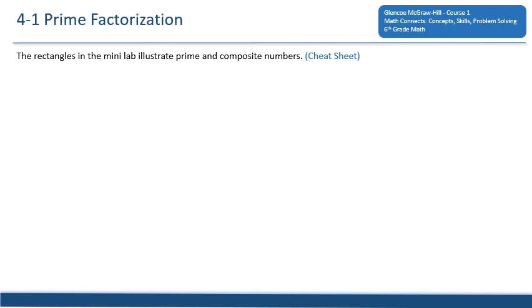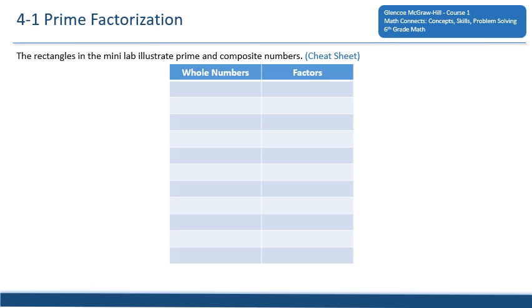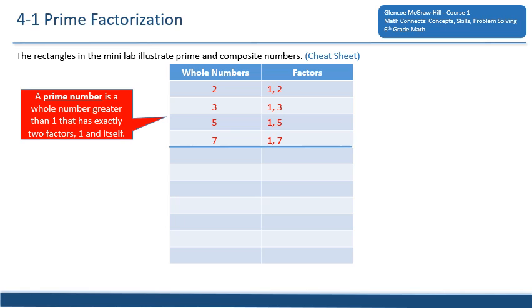The rectangles in the mini lab illustrate prime and composite numbers. So if we look at the number 2 and we look at our squares, the factors are 1 and 2. For 3, the factors are 1 and 3. 5, the factors are 1 and 5. 7, factors are 1 and 7. And those are all prime numbers. A prime number is a whole number greater than 1 that has exactly 2 factors, 1 and itself.